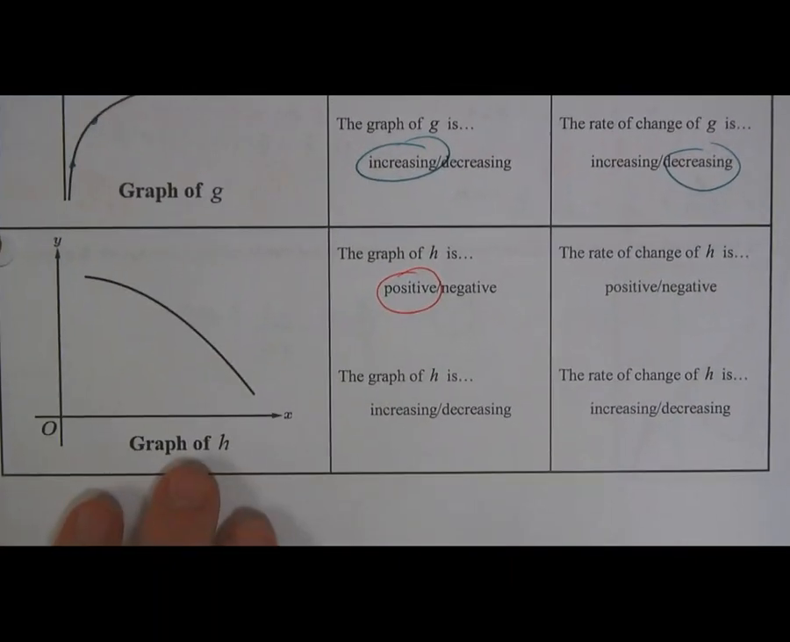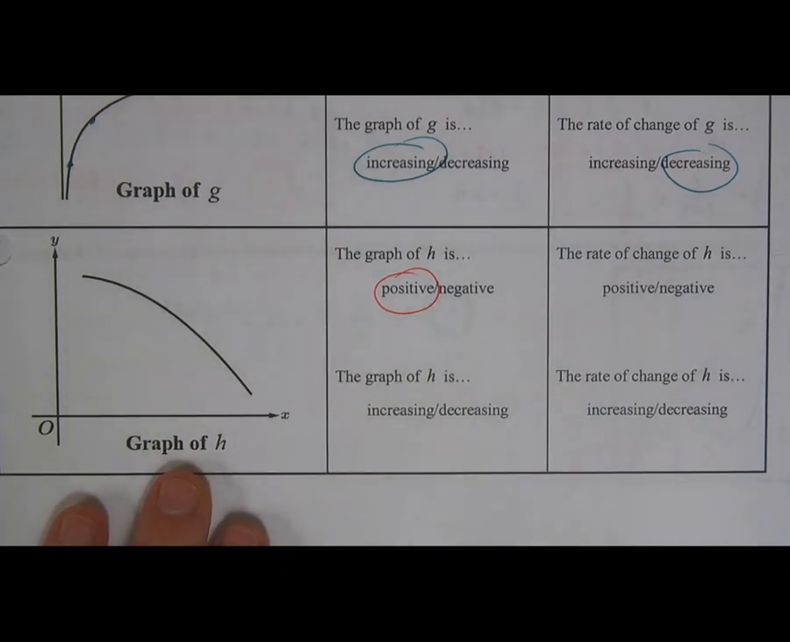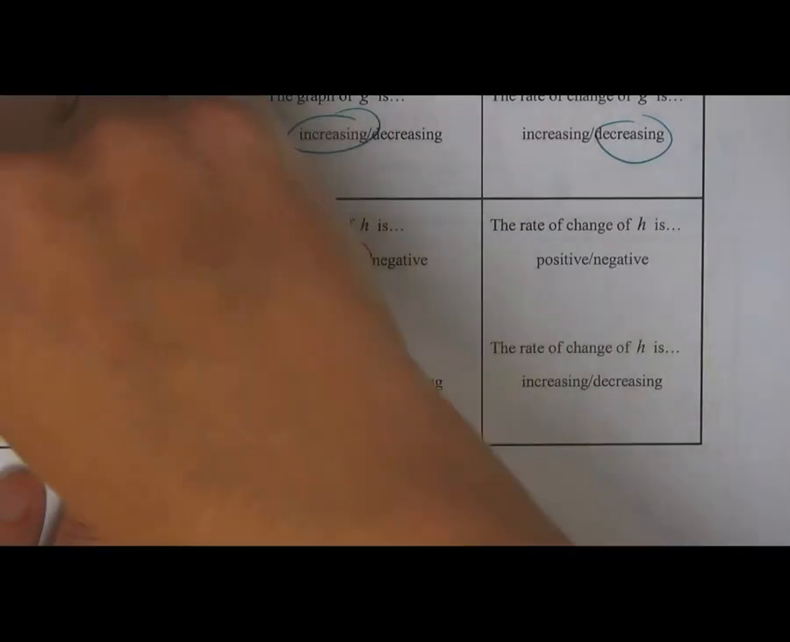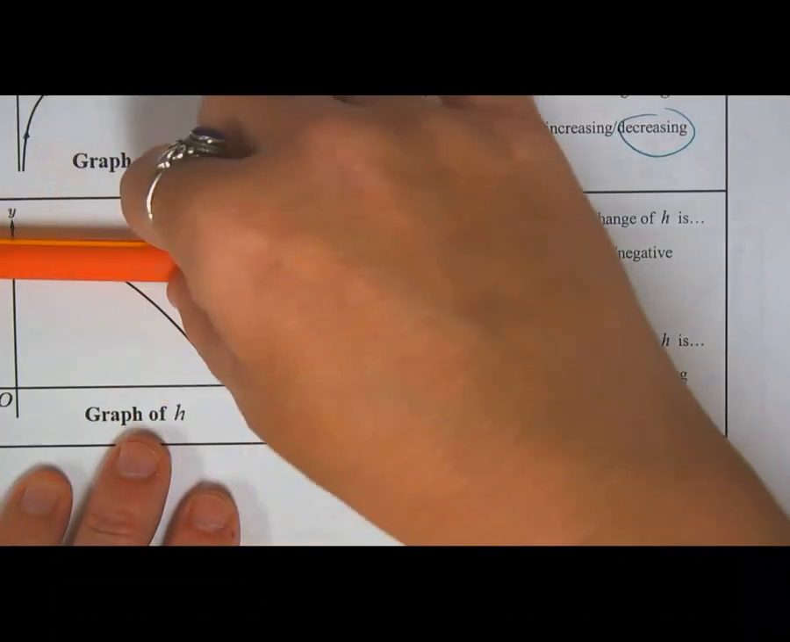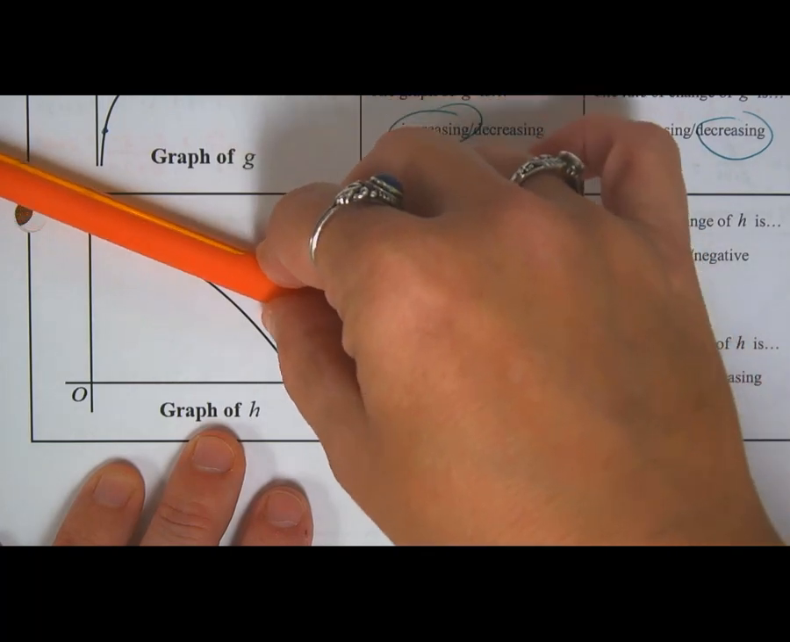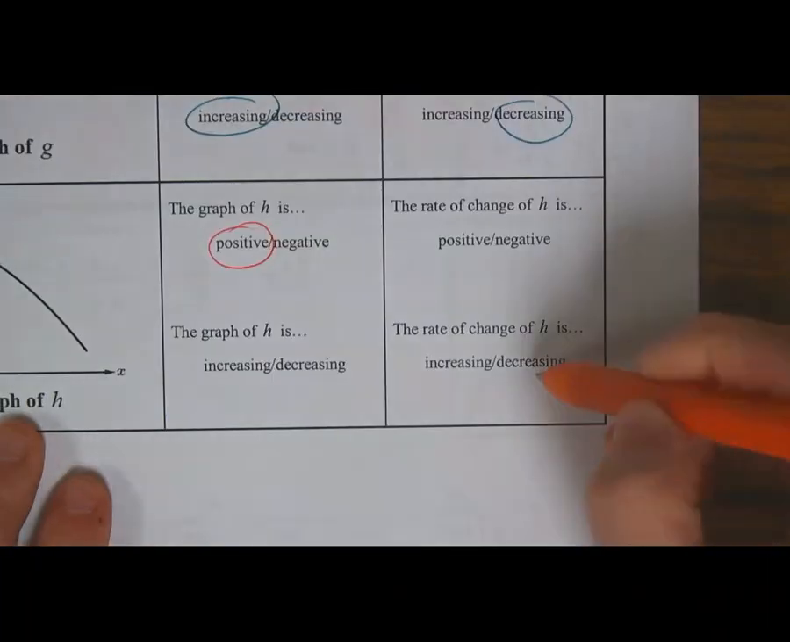Look at H. Concave up or down? Concave down. If it's concave down, what's the rate of change going to be doing? It's going to be decreasing. And if you're still wondering why, look at my pen. I start out, and I get more and more and more negative. That slope is decreasing.